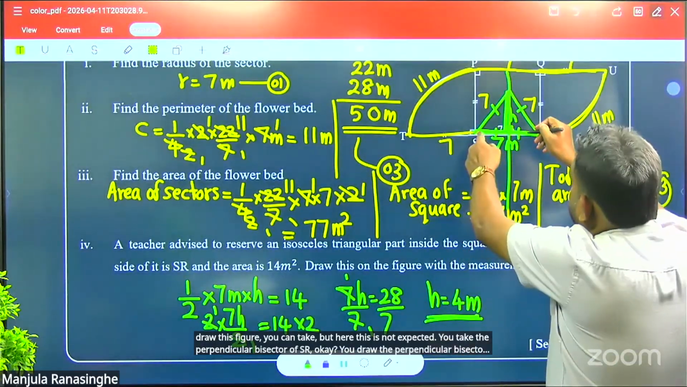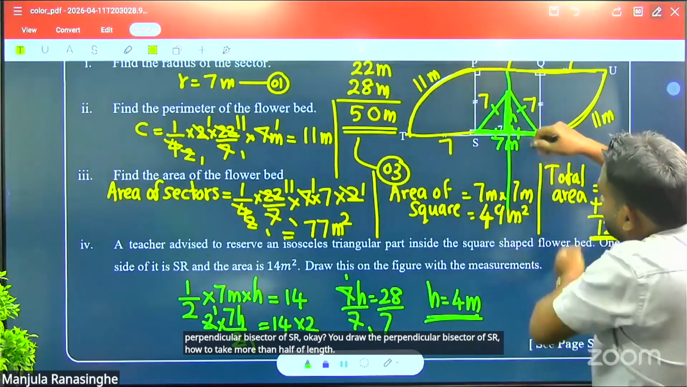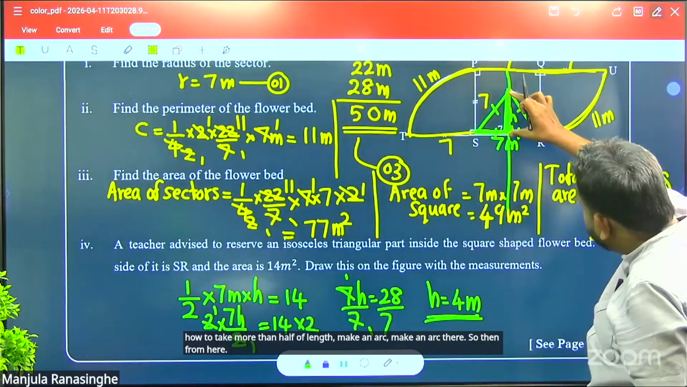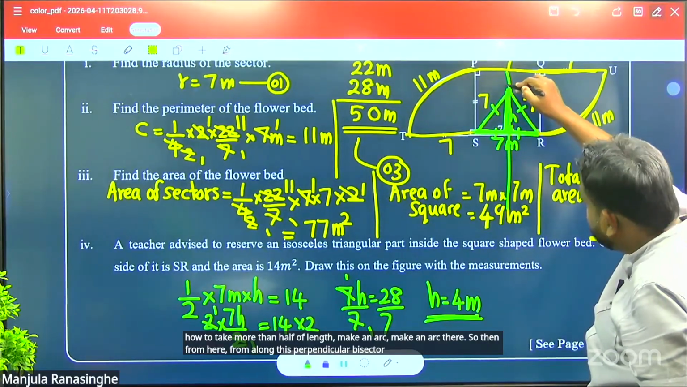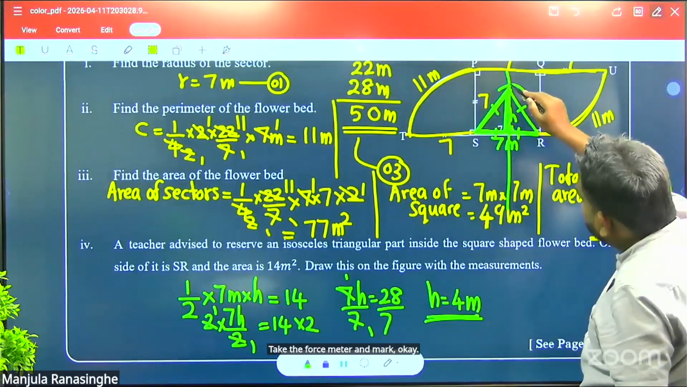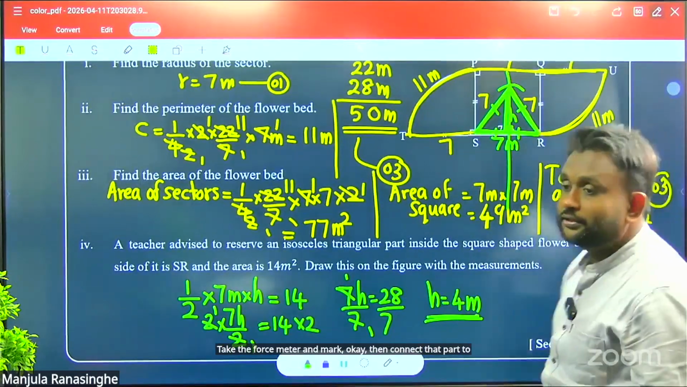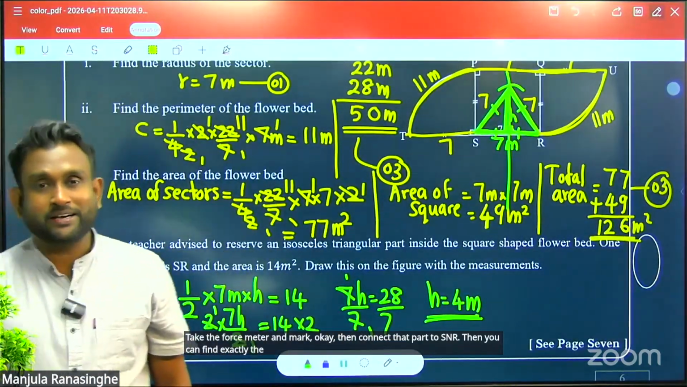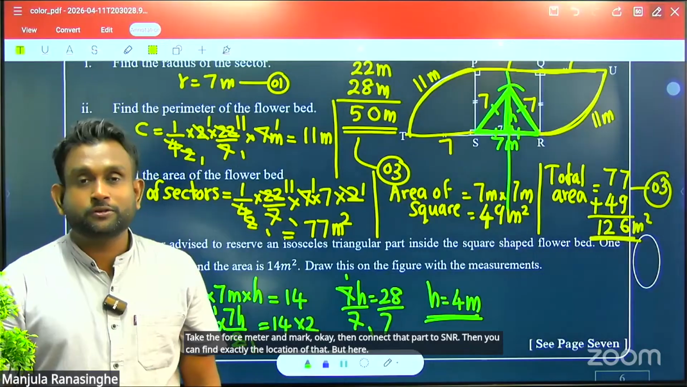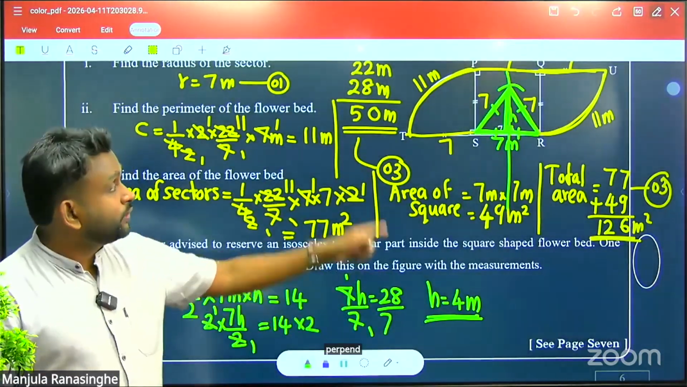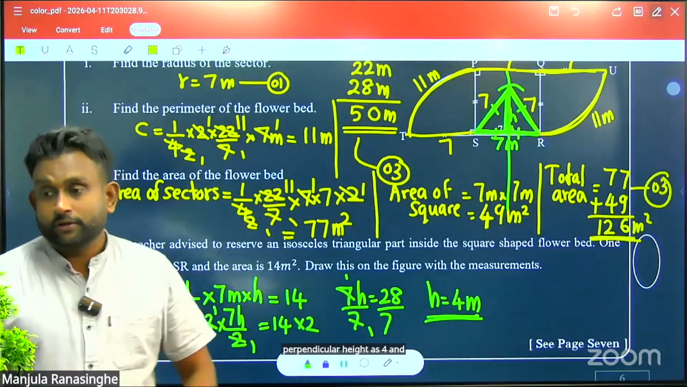How to take it? With more than half the length, make an arc there. Then along this perpendicular bisector, take the 4 meters and mark. Then connect that point to S and R. Then you can find exactly the location of that. But here it is just a rough sketch. So you make the perpendicular height h as 4, and mark the triangle there.